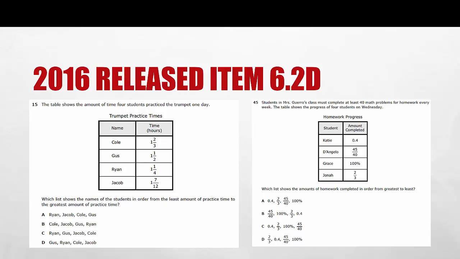Okay, in 2016 we had 2 items that were released for standard 6.2d, and question number 15 was linked with 6.1a, 1b, 1e, 1f, and question number 45 was also linked with process standards 1a, 1b, 1e, and 1f. As a district, we scored lower on item number 15 than we did on item number 45.